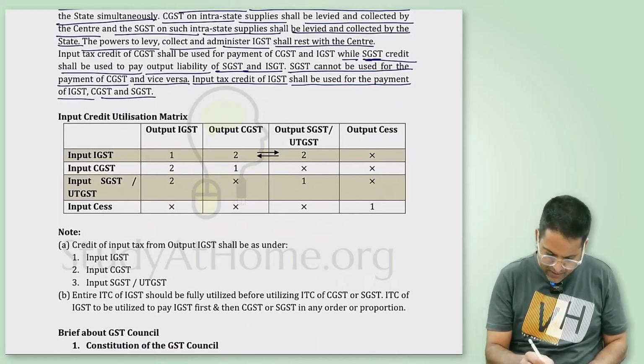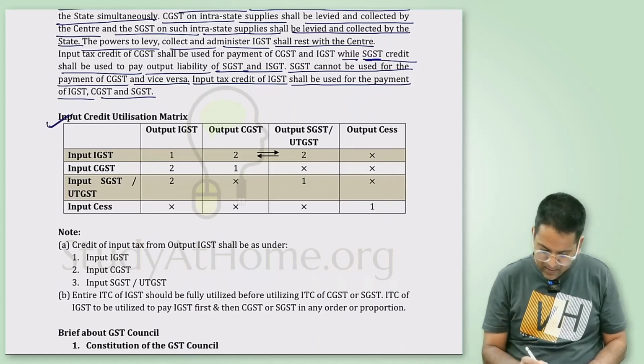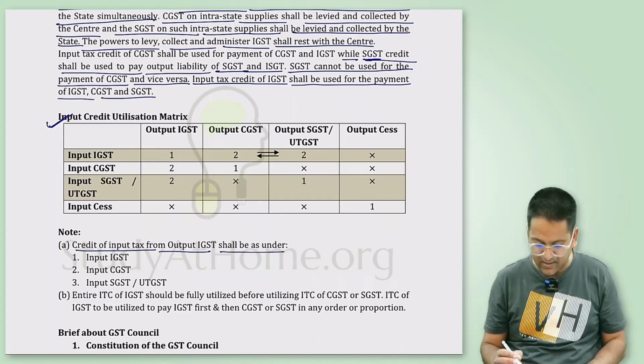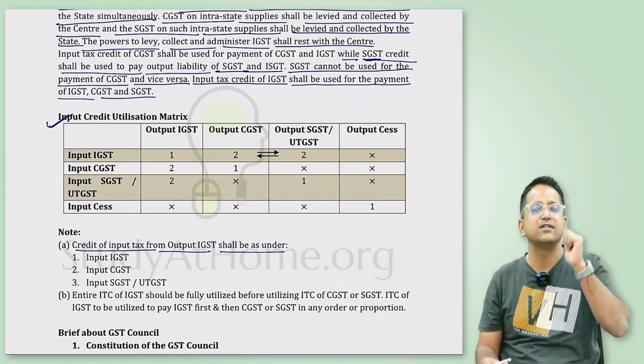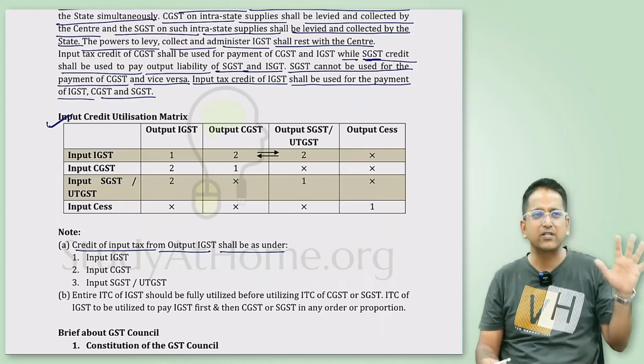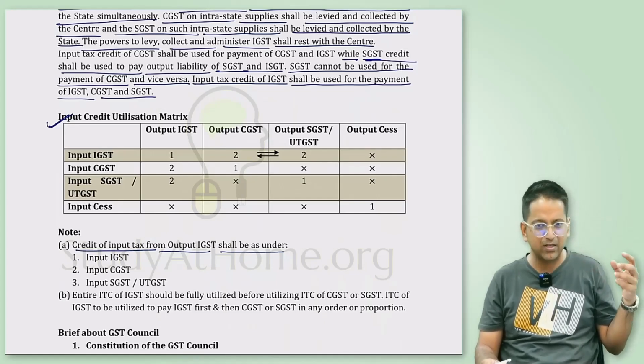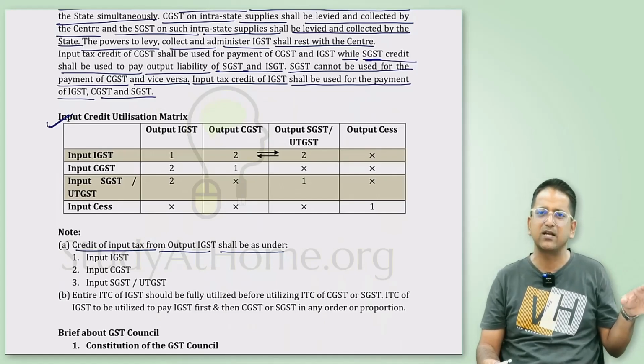Credit of this chart I'll explain you now. Credit of input tax from output IGST shall be as under. You have your output IGST. Okay, so you have input taxes too. Let's say you have CGST, you have IGST, you have SGST, everything is there.